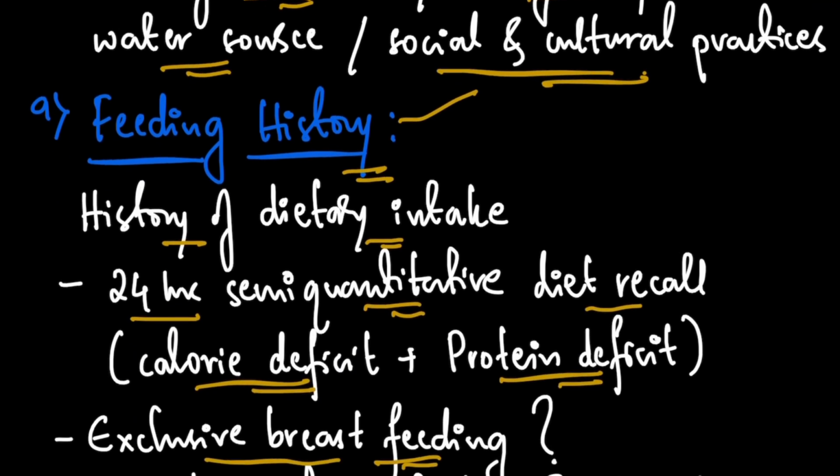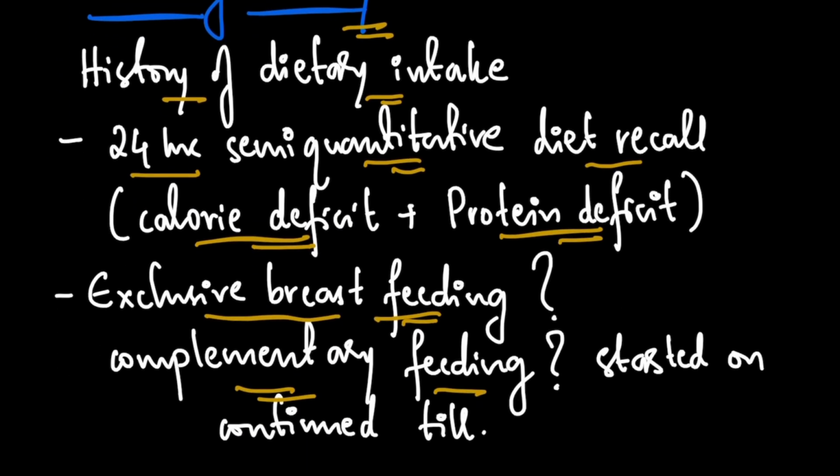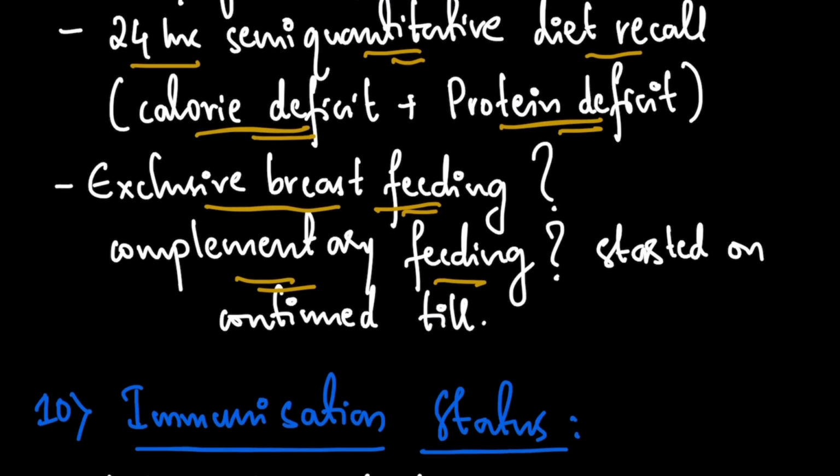Finally, we'll go to the immunization status. We'll ask whether the child is completely immunized for the particular age of the child, and I have a detailed video on the immunization status of the child, so please watch my video on the national immunization schedule.